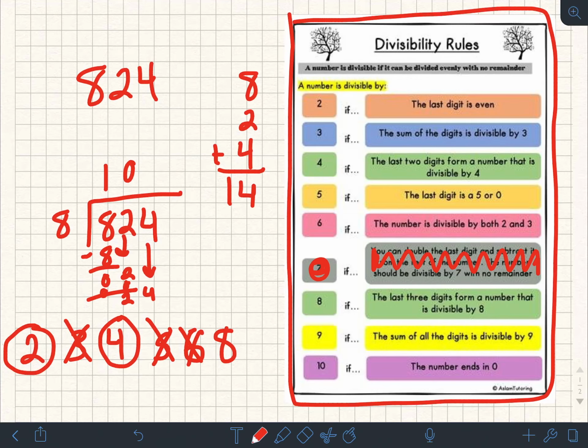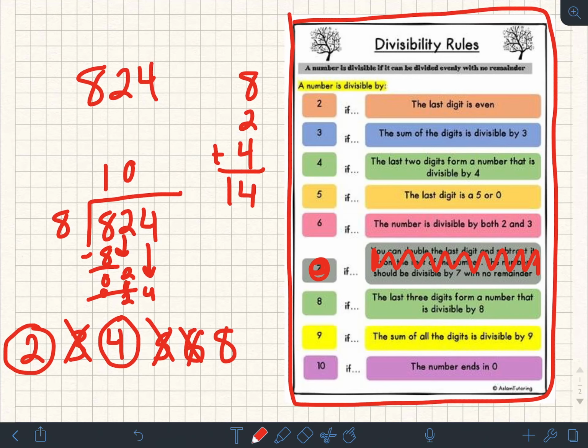Is it divisible by 3? If the sum of the digits is divisible by 3. So 8 plus 2 plus 4 is going to be 14. That's the sum of the digits. This is 14, and 14 cannot be divided by 3 evenly, so this is not divisible by 3.